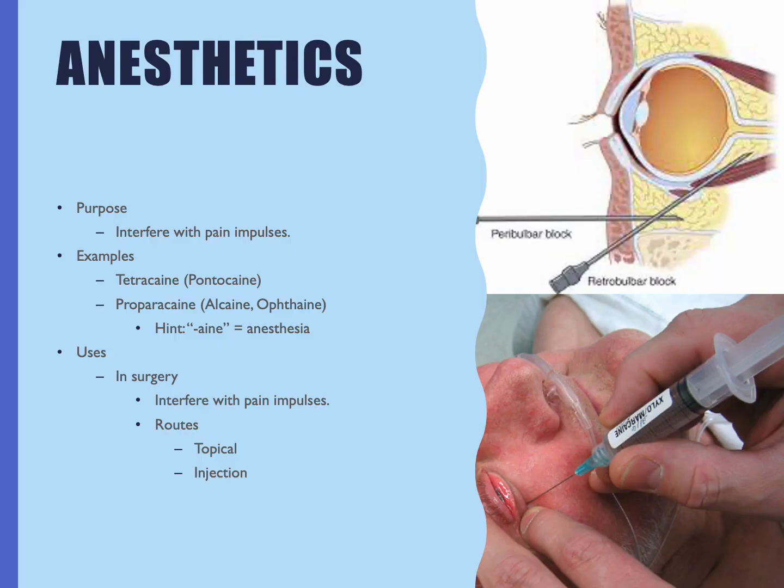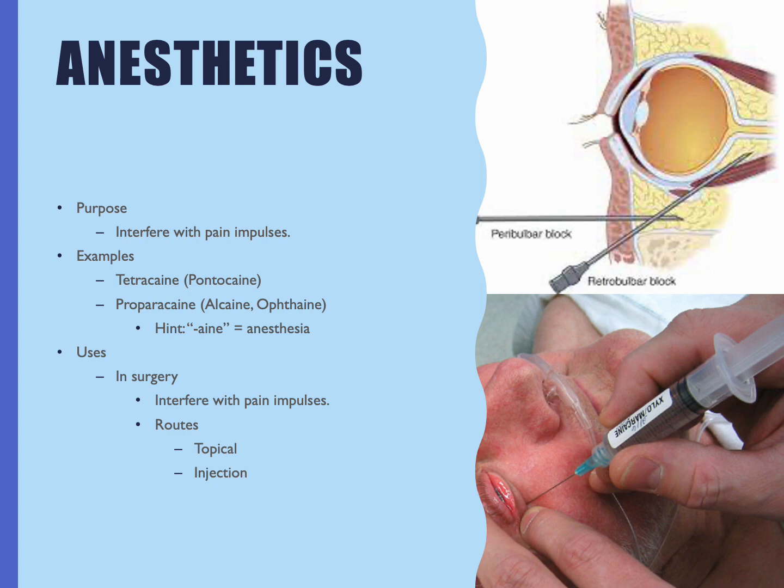Anesthetics are a unique category of ophthalmic agent because they interfere with the normal transmission of pain impulses to the brain. And most ophthalmic surgical procedures are going to require some sort of topical or injected anesthetic agent, as well as sedation and monitoring. So this is why an anesthesia care provider is typically scheduled for most ophthalmic procedures. This is referred to as monitored anesthesia care.